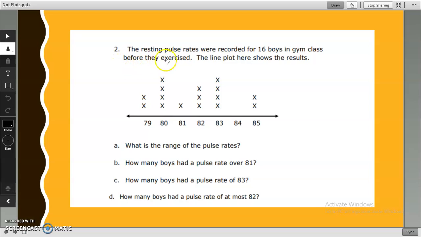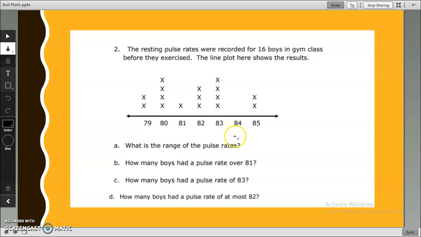All right, it says the resting pulse rates were recorded for 16 boys in gym class before they exercised. The line plot here shows the results. So a line plot is another word for dot plot, right? It says, what is the range of pulse rates?